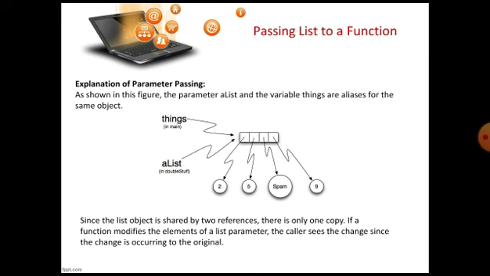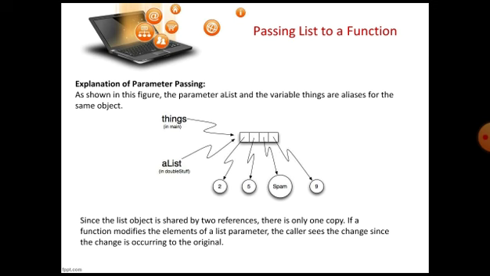Then within the function, these objects were modified, and after modification the list was returned, referring to the same object which was earlier passed as the argument. The function modified that original list itself, and then returned it to the calling function, which was the main function. Since the list object is shared by the two references, there is only one copy.